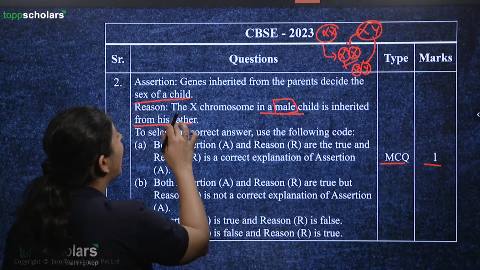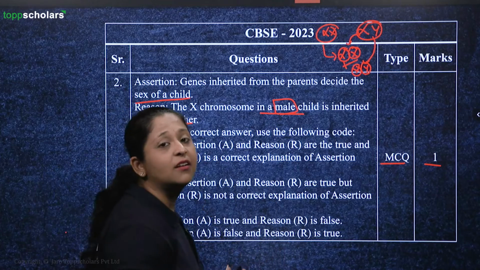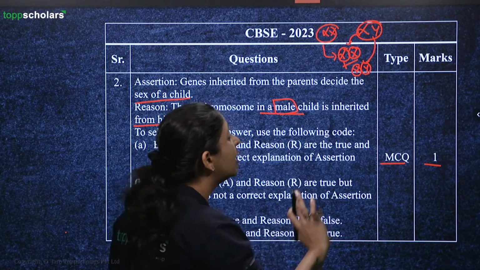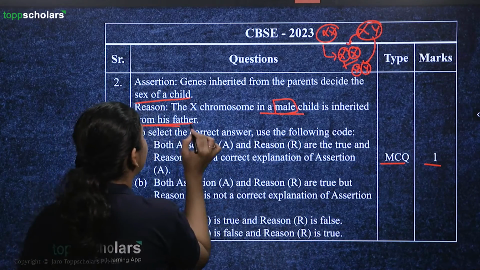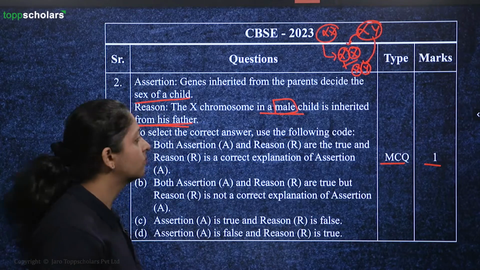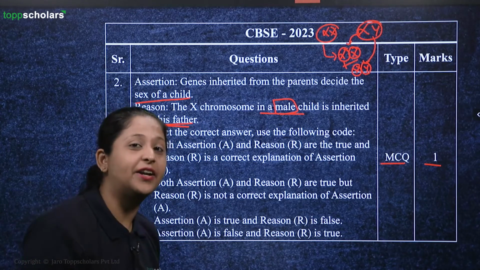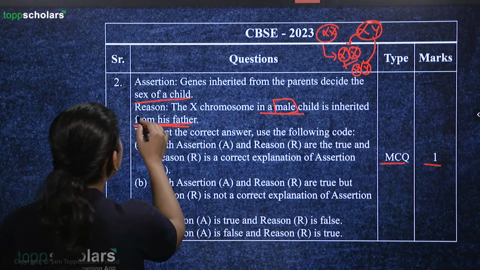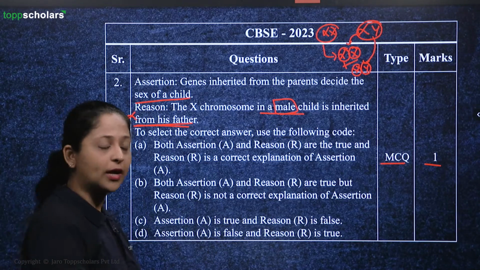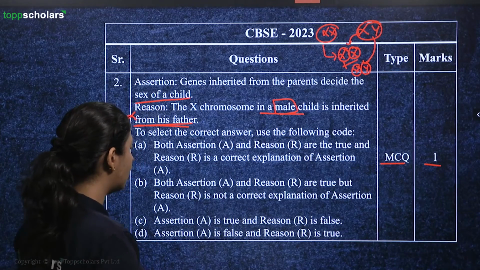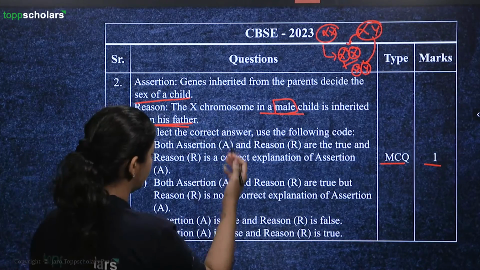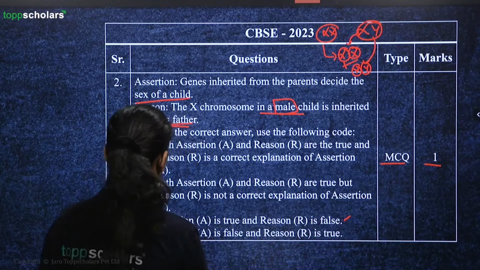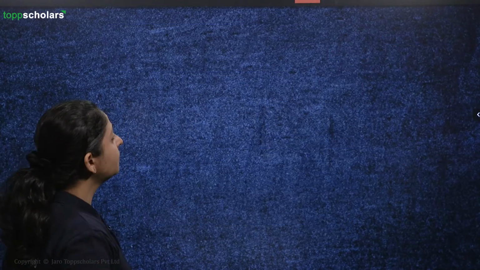So the X chromosome in a male child is not inherited from the father, it is inherited from the mother. The X chromosome is inherited from the mother. The Y chromosome is inherited from the father. So the reason is incorrect. By this you can clearly eliminate the option. So you can say that your assertion is true and the reason is false. You can easily get your answer now.